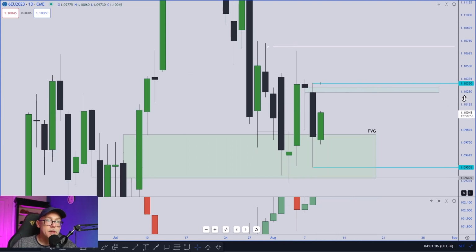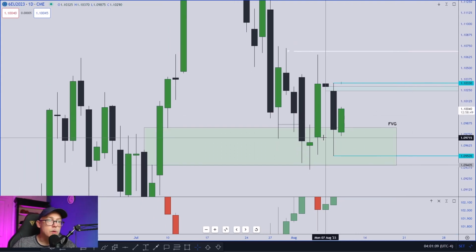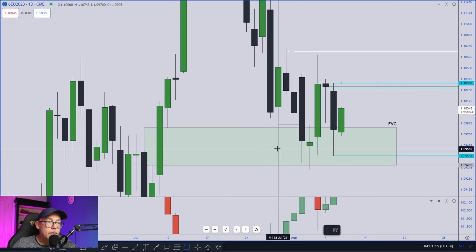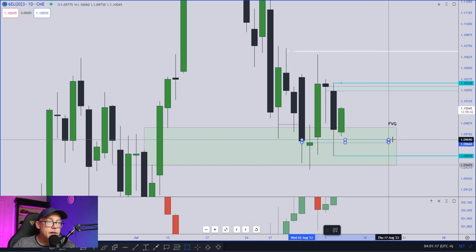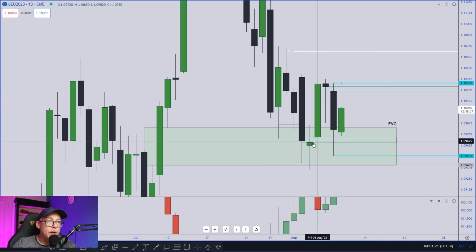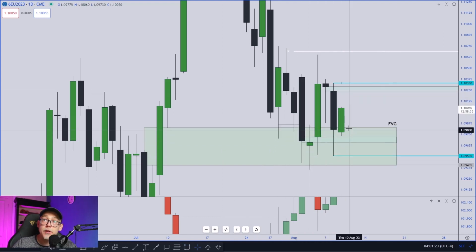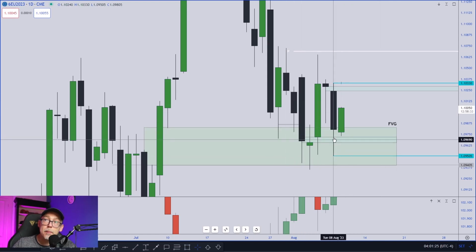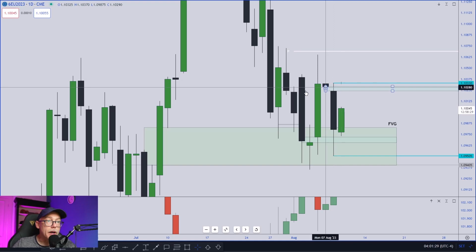Well, I need to see my setups on the lower time frames. Also, there was a volume imbalance below market here. Just mark that up on the daily. Price came down. We had this volume imbalance. Price spiked down into it. So it looks like we're kind of bottoming here with potential draw on liquidity higher.